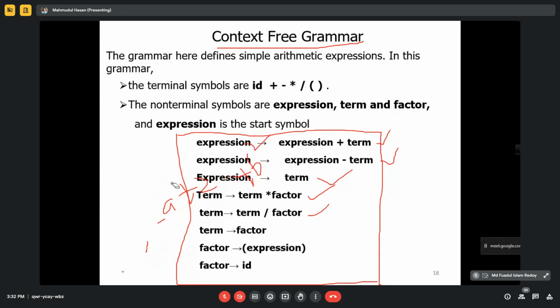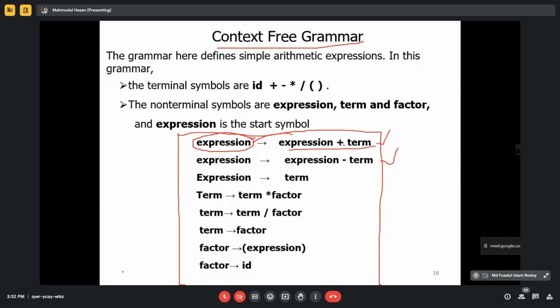With the help of a and b, we can actually express this one. If you want to write the grammar, you also need to take help of some symbol like expression. Expression is a symbol. So you can start this grammar with expression, and from expression you can go expression plus term.